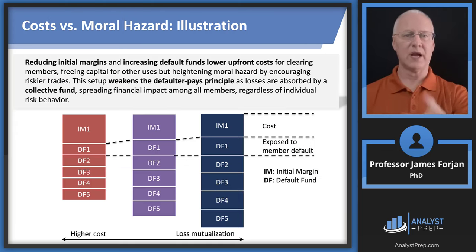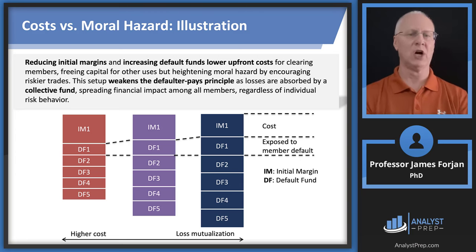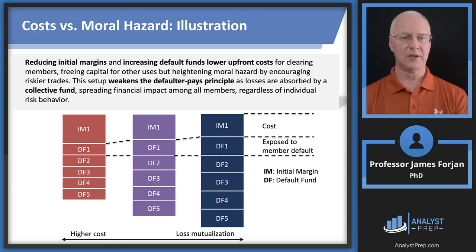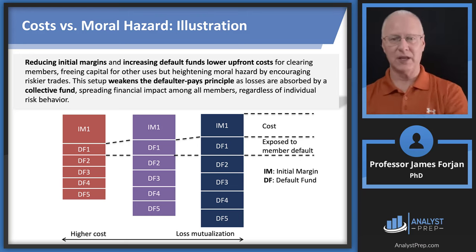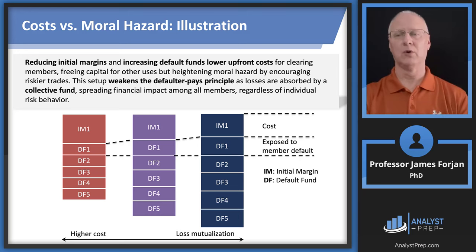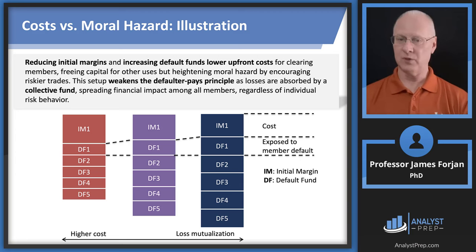So let me go to this next slide here. This is what I was talking about with my little things like this. So look over on the left, we have the initial margin, which is the big red chunk up at the top. And then the default fund for each member is just a smaller amount. These are higher costs. So whatever those higher costs are, that's going to be super high when you have a large initial margin. But if you do the opposite, if you have a smaller initial margin, like the blue on the right, well, then you're going to have this loss mutualization and you're going to have lower costs.